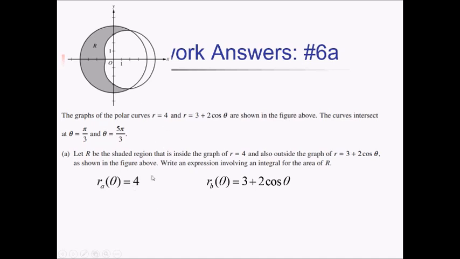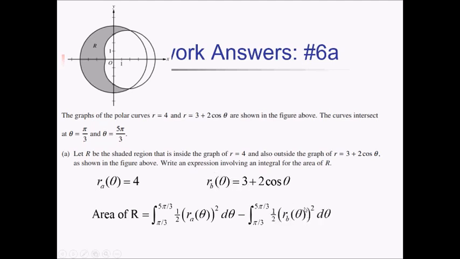So I have an integral from pi over 3 to 5 pi over 3, and I've got my circle now, so this is going to be 1/2 times r sub a squared d theta, and then I'm going to be subtracting the integral along the same interval, same limits of integration, but now I'm subtracting this other function in here, so 1/2 r sub b squared d theta. And this will do it. We've told them what these things really mean. We're taking one area, subtracting the area inside. We've set up an integral.